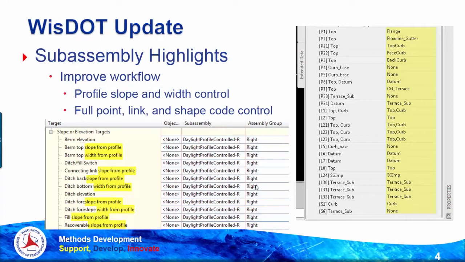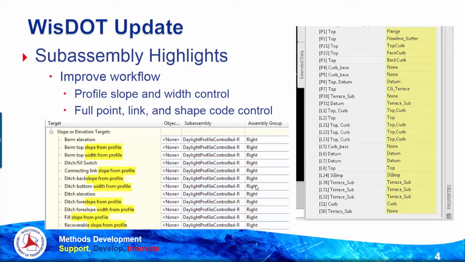And next, we wanted to improve workflow, make things as easy for folks as possible to create models. Things like adding profile, slope, and width control. Right now with our sub-assembly library, we have that profile to parameter ref sub-assembly, which is really great to be able to use a profile to define a sub-assembly's slope or width. Well, we're taking that functionality and we're building it into all of the sub-assemblies where we see fit.